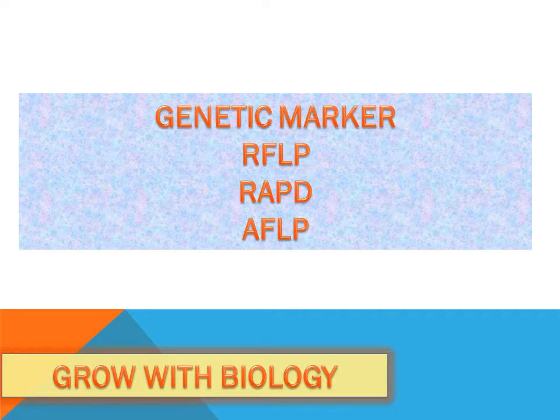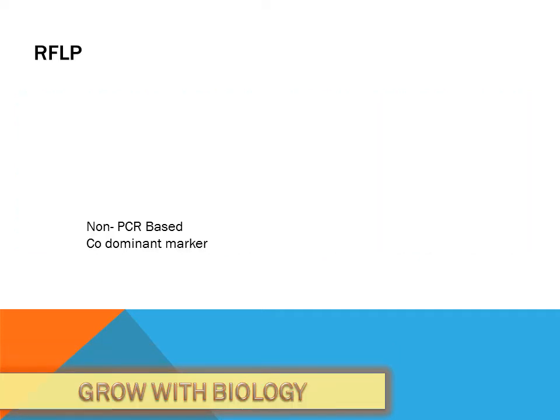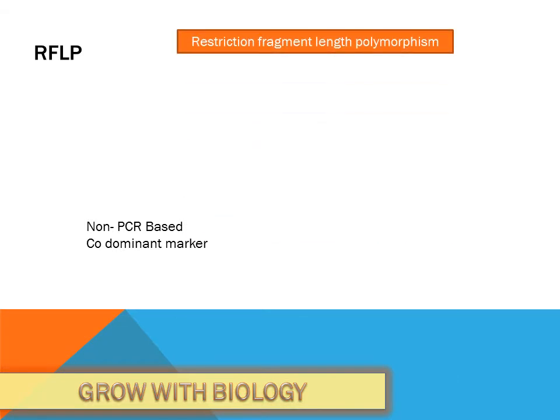Now the molecular markers which we will deal with here are RFLP, RAPD and AFLP. Starting with RFLP. It is restriction fragment length polymorphism. The full form is restriction fragment length polymorphism. Now we deal with single terms. We all know it is a type of molecular marker. So the starting material will be DNA.